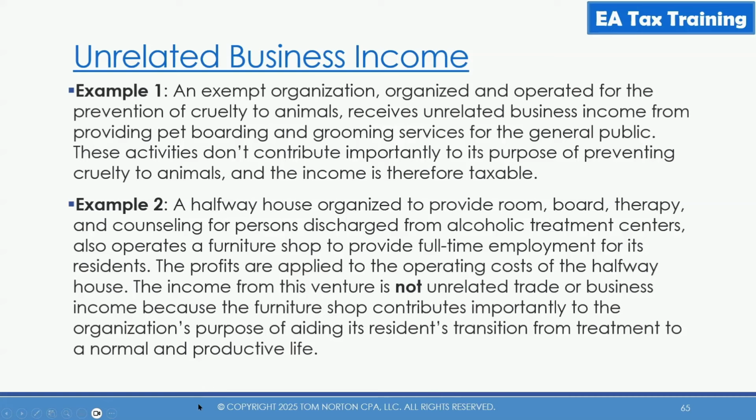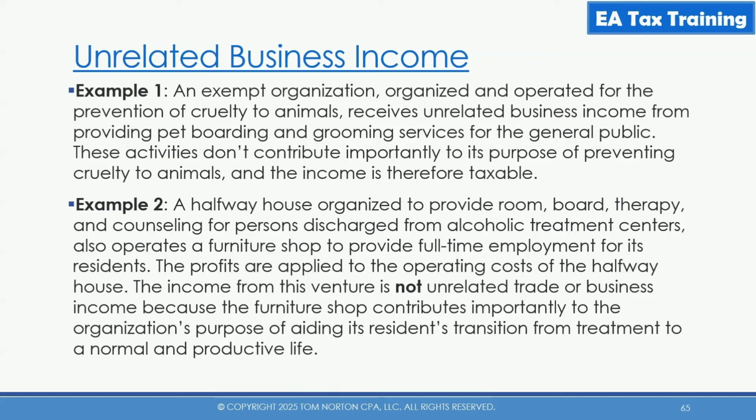Example 2. A halfway house organized to provide room, board, therapy, and counseling for persons discharged from alcoholic treatment centers also operates a furniture shop to provide full-time employment for its residents. The profits are applied to the operating costs of the halfway house. The income from this venture is not unrelated trade or business income. In other words, it is related to their charitable purpose because the furniture shop contributes importantly to the organization's purpose of aiding its residents' transition from treatment to a normal and productive life.